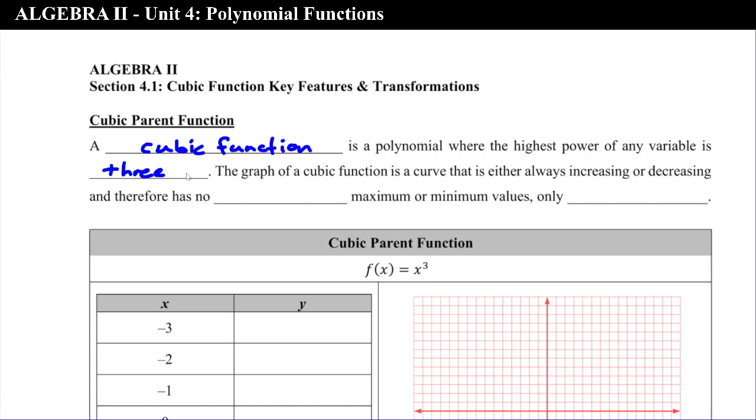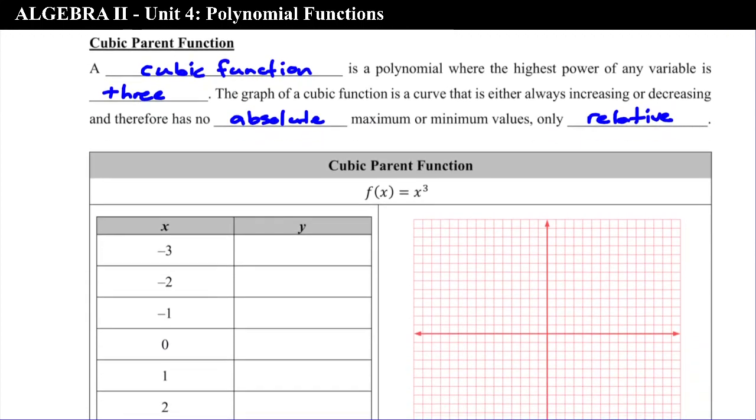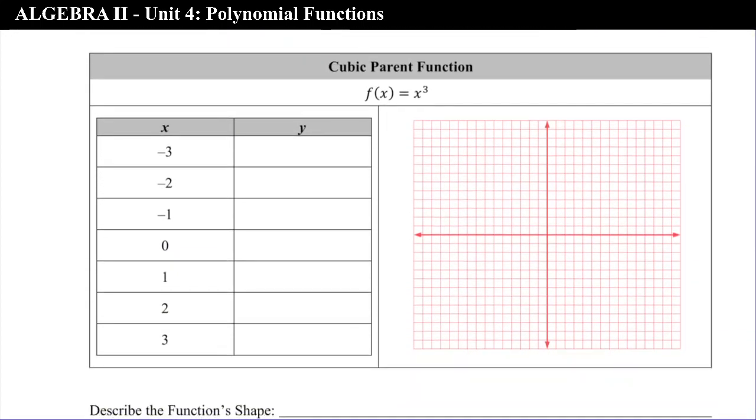Now the graph of a cubic function is a curve that is either always increasing or decreasing, and therefore it has no absolute maximum or minimum. But it can have relative maxes or mins. So let's talk about a parent function. So we've done this already for absolute value functions and quadratic functions. Now we're going to do this with cubic functions, and the parent cubic function is x cubed.